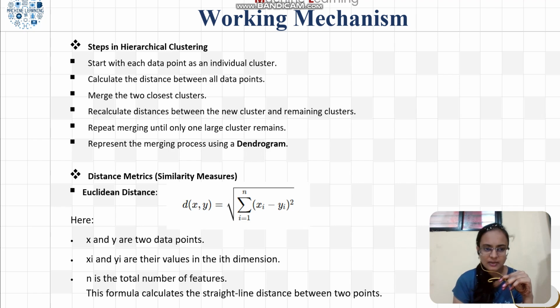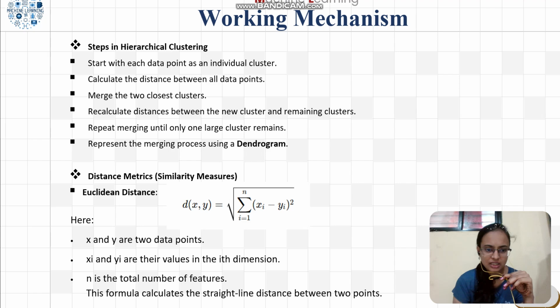The steps in hierarchical clustering are: starting with each data point as an individual cluster. The second step is calculating the distances between all the points. The third is merging the two closest clusters. The fourth step is recalculating the distances between new clusters and remaining clusters. And the fifth step is repeating merging until only one cluster remains. And the last step is representing the merging process using a dendrogram.